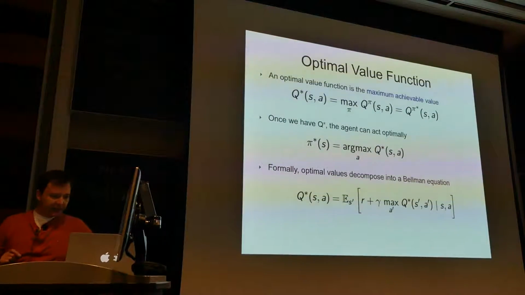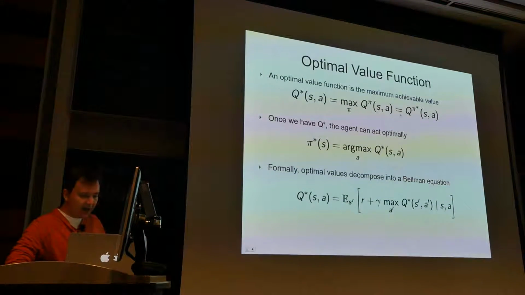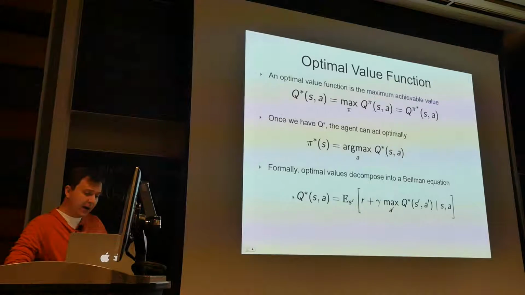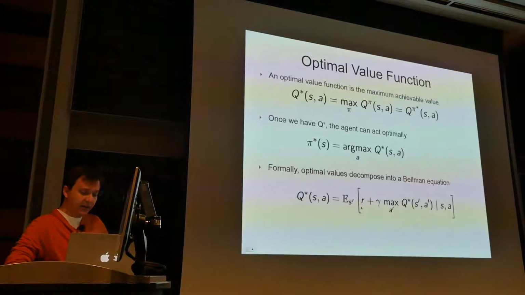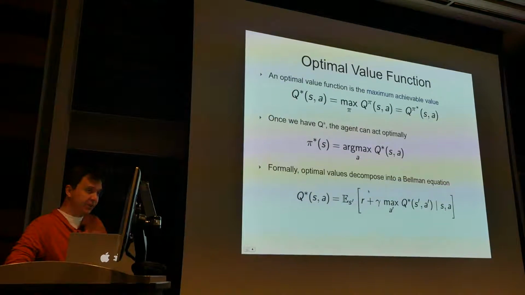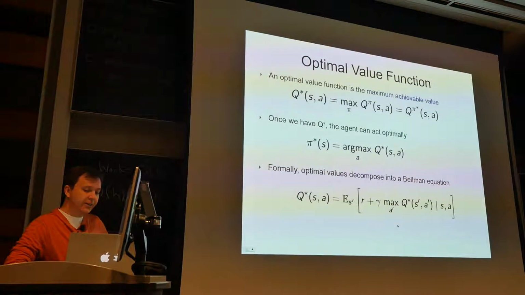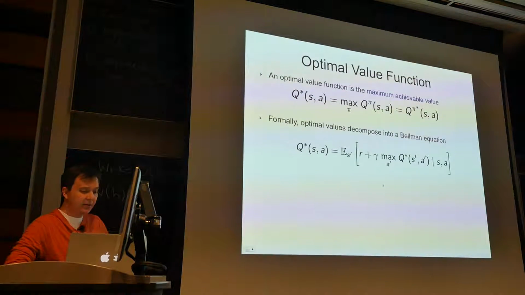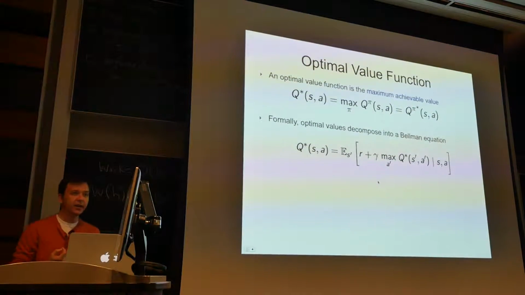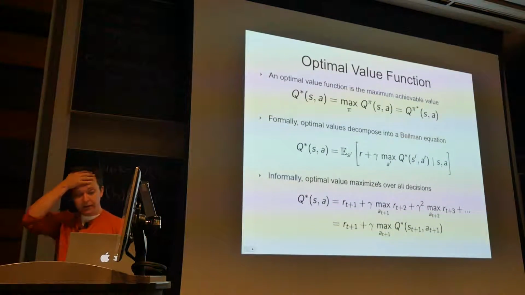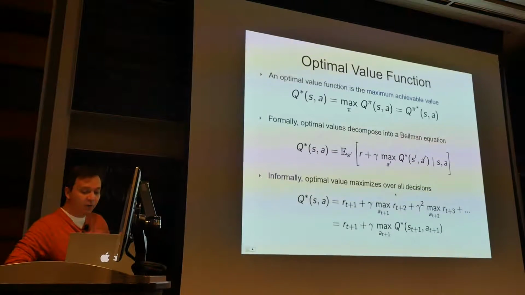Now, formally, the optimal value also decomposes into the Bellman equation. So the optimal Q function, which is a function of state and action, also has this Bellman decomposition. Because there is an optimal policy you can execute, you have a Bellman equation, but maybe intuitively you can think about it informally: the optimal value maximizes over all decisions.